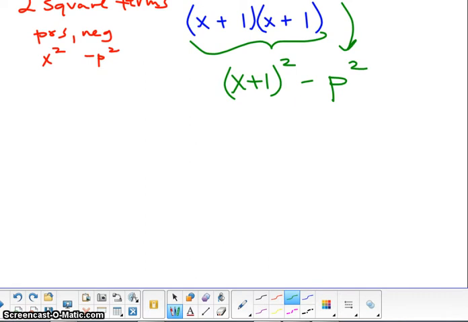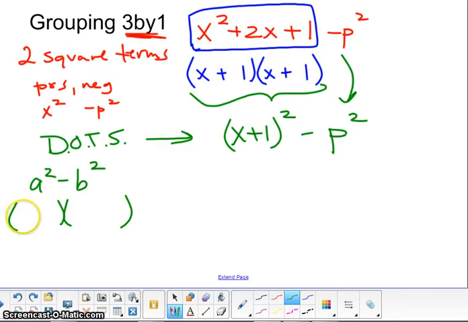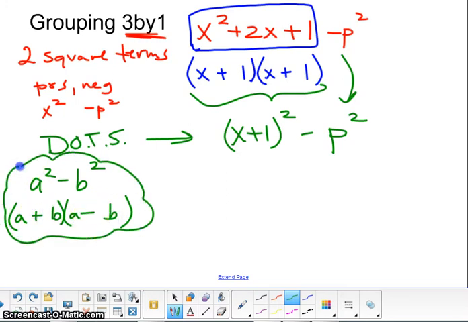Now I'm hoping that this looks familiar, because this is difference of 2 squares, otherwise known as DOTS. And just as a refresher, if you had a squared minus b squared, it'd be a's and b's, and then one would be plus and one would be minus. Okay, now just keep that rule in your thoughts when we look at this one, because here is something squared, and this also is something squared with a minus sign in the middle. So we know that there's going to be difference of 2 squares here.